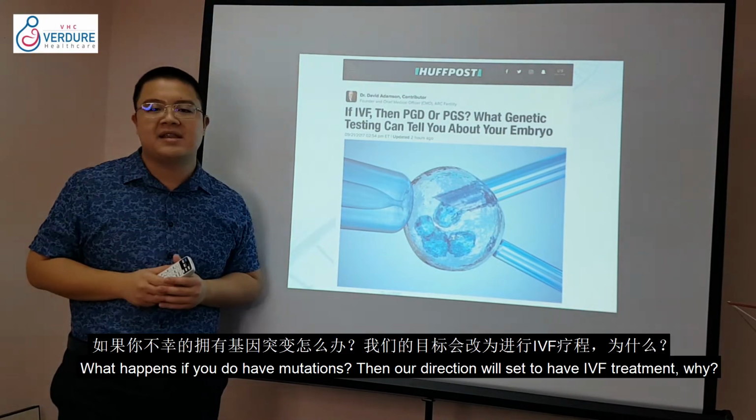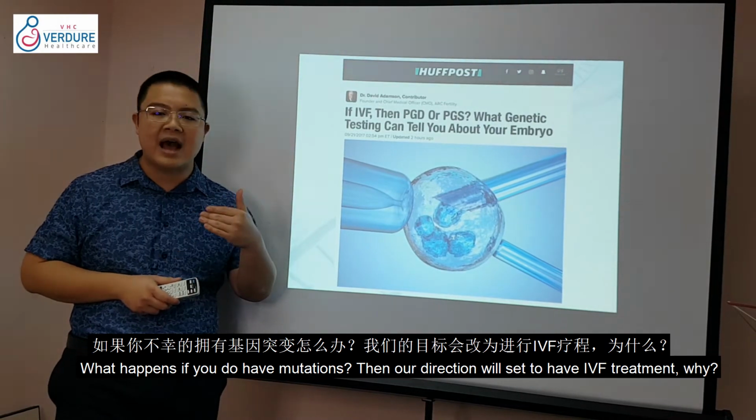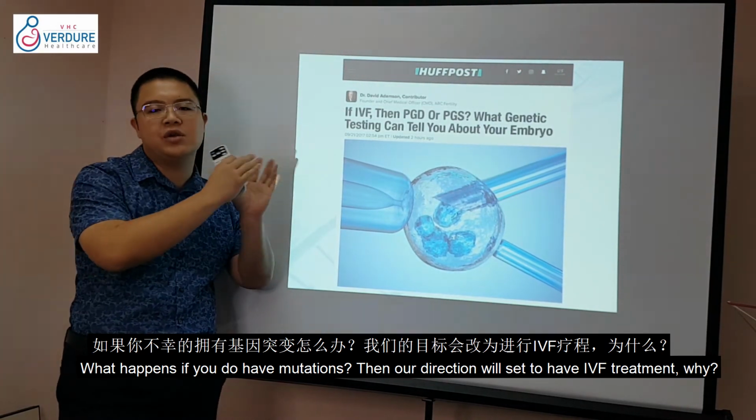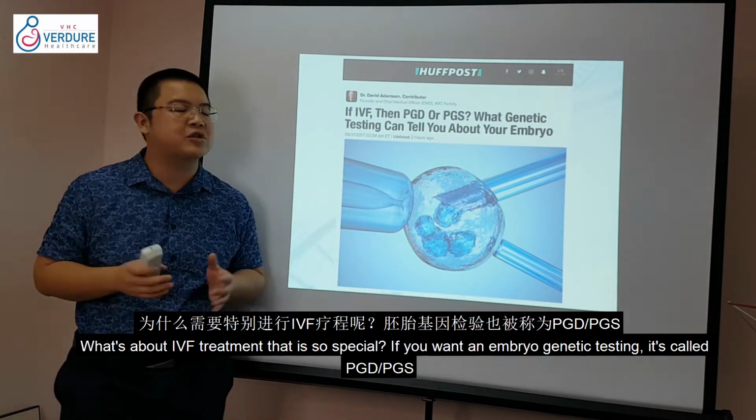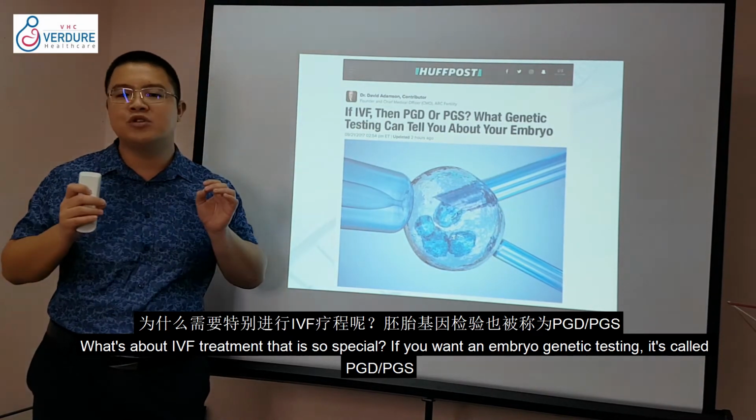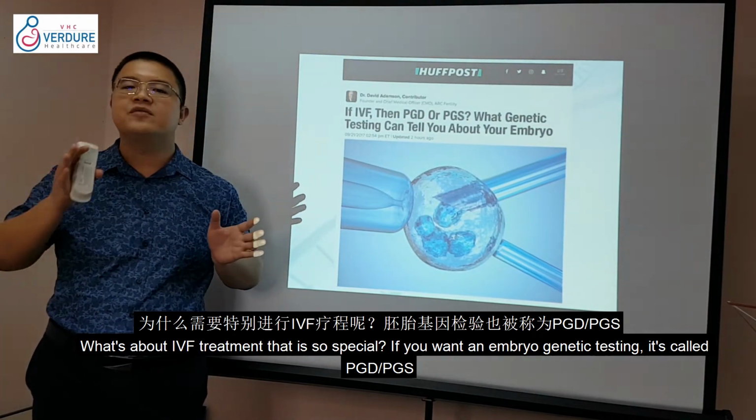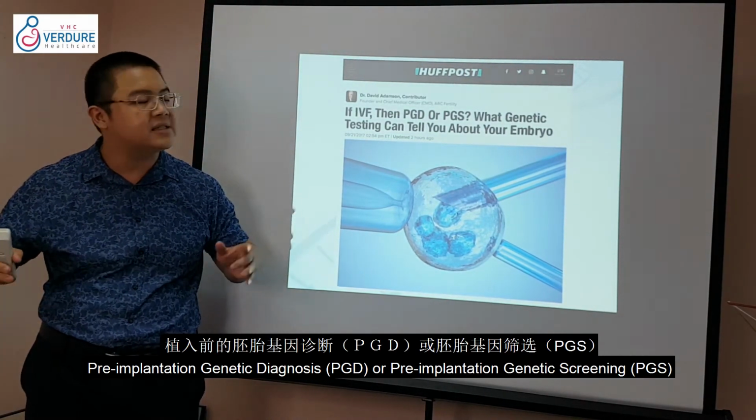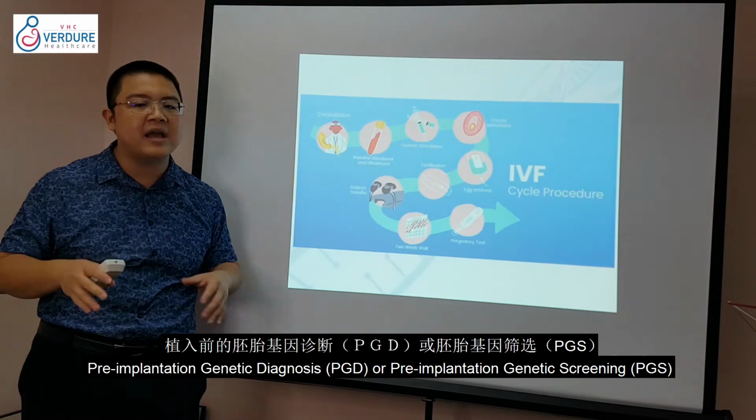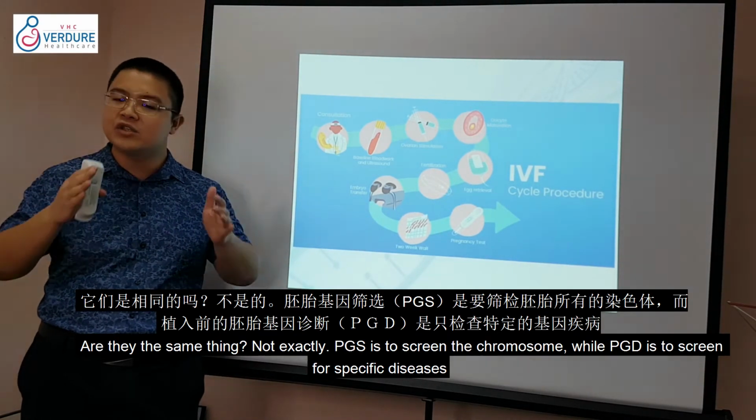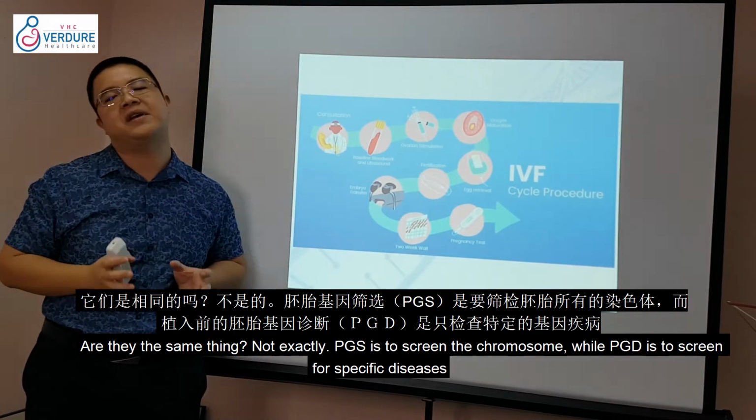Right, here's the thing. What happens if you do have a mutation? In this case, our direction would be to set course to IVF treatment. Why? What is so special about IVF treatment? We want the embryo genetic testing, and it's called PGD-PGS. PGD stands for pre-implantation genetic diagnosis, and PGS stands for pre-implantation genetic screening. Are they the same thing? Not exactly. PGS is to screen your chromosomes, so it's the big picture. PGD is to screen for specific diseases.